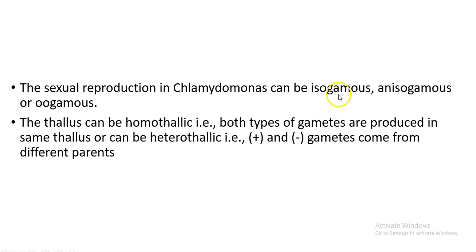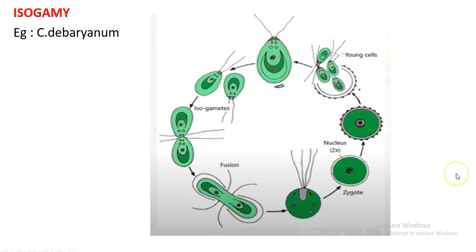For example, in isogamous condition, we'll see that those gametes which are going to fuse will be coming from the same thallus. And in the case of oogamous condition, we'll see that both of the gametes are coming from different parents. Even in anisogamous condition, we can see that. Now, isogamous.